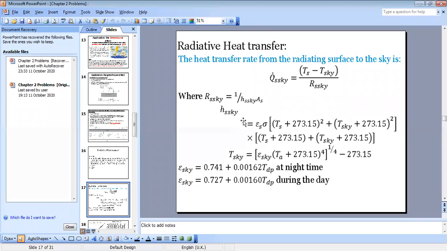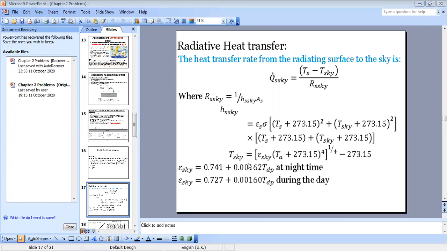So H between surface and sky is equal to epsilon surface times sigma times (T surface plus 273.15) squared plus (T sky plus 273.15) squared, times (T surface plus 273.15 plus T sky plus 273.15). So here they are giving you the formula of H. This is an empirical relation. You can directly apply it. And all temperatures here are in degrees, so they should specify for you that all temperatures used are in degrees.